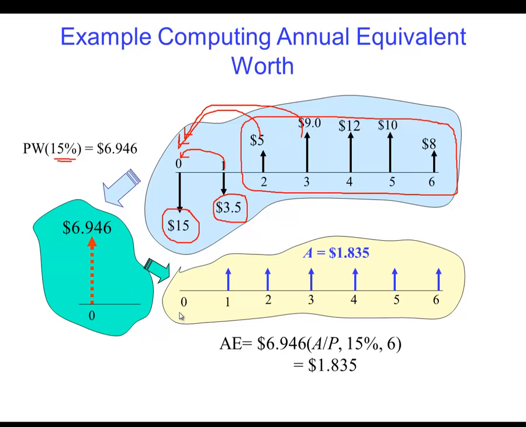Once I have the present worth value at point 0, then I will use it to calculate the annual equivalence for the 6 years. Multiplying the present worth value by the factor will give me 1.835, or $1.84 annuity, or equal payments over 6 periods, n equal to 6.